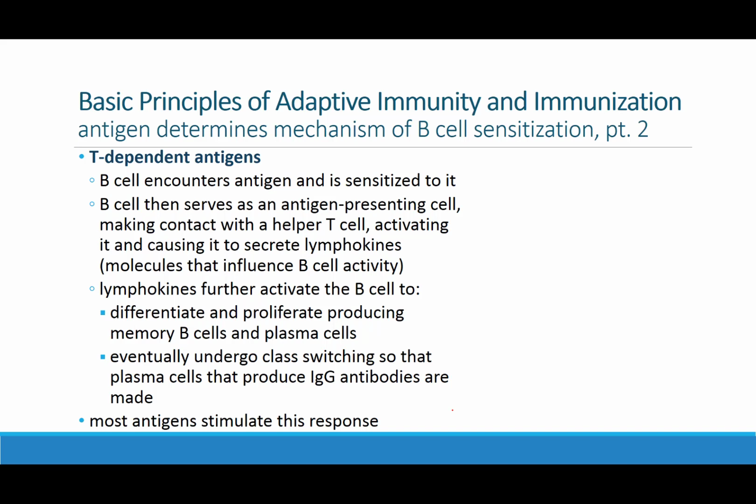Most antigens are T-dependent antigens, and when the B cell encounters that antigen, it's sensitized to it, but the B cell becomes an antigen-presenting cell. It makes contact with a helper T cell that's been sensitized to that same antigen, and it activates it and causes it to secrete lymphokines.